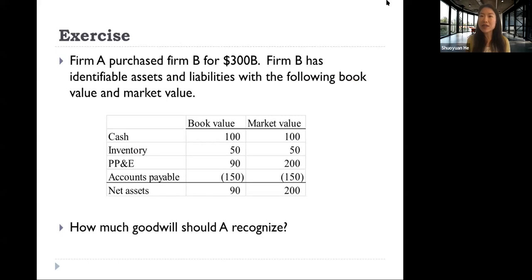So that is what goodwill is. And now let's look at an example. Suppose firm A purchased firm B for 300 billion. Firm B has identifiable assets and liabilities with the following book value and market value. How much goodwill should A recognize? Please take 5 minutes, try to work on this example, and you can pause your video for now.